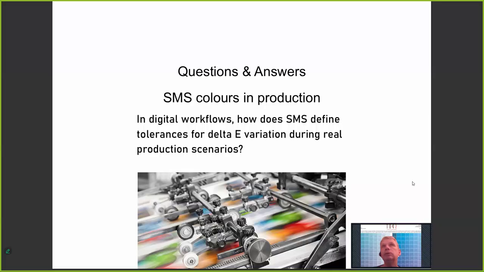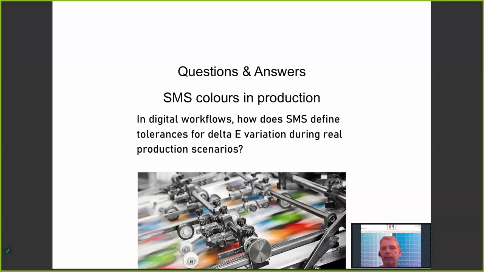Next question, SMS colors in production. In digital workflows, how does SMS define tolerances for delta E variation during real production scenarios? Okay, difficult question. How do we actually define tolerances for delta E variation during real production scenarios?